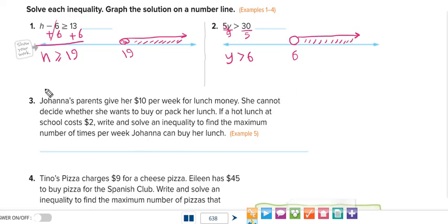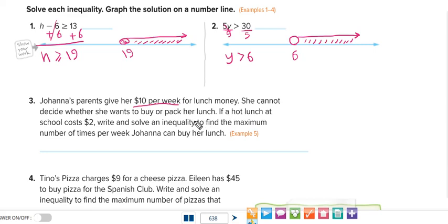Now, let's solve this problem together. Joanna's parents give her $10 per week for lunch money. So this is the money she has. She can't spend more than 10. She has 10, so she can spend 10 or less. She cannot decide whether she wants to buy or pack her lunch.